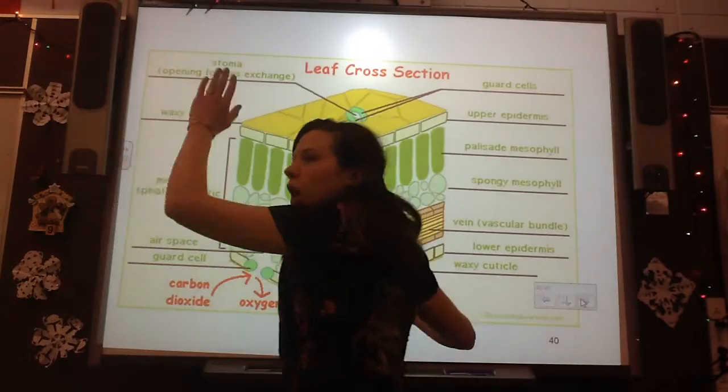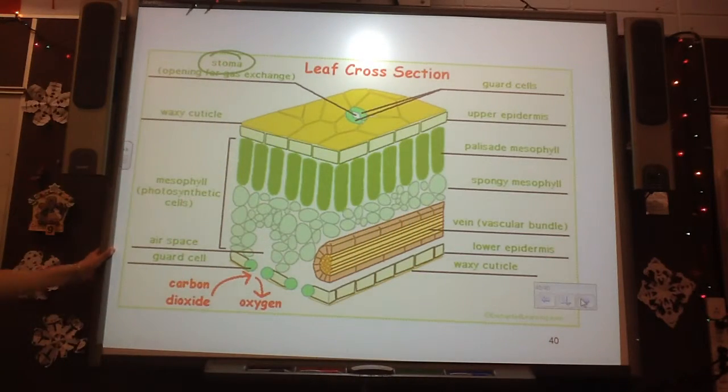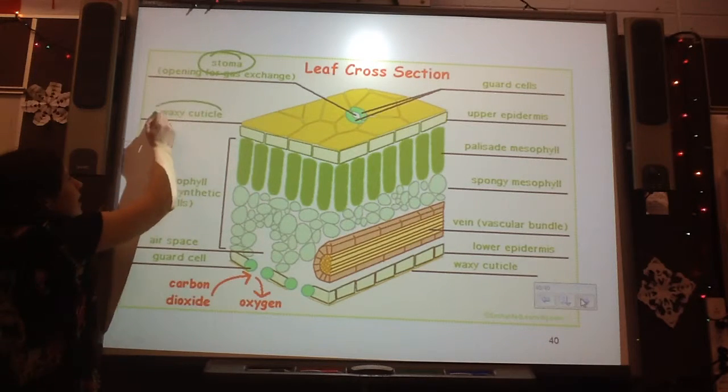So let's start on the top left-hand side. Let's put stoma. Stoma meaning just one. So we have a stoma there. This is the opening for gas exchange. You don't have to write that though. You can just write stoma. And then the next one is pointing to the waxy cuticle.